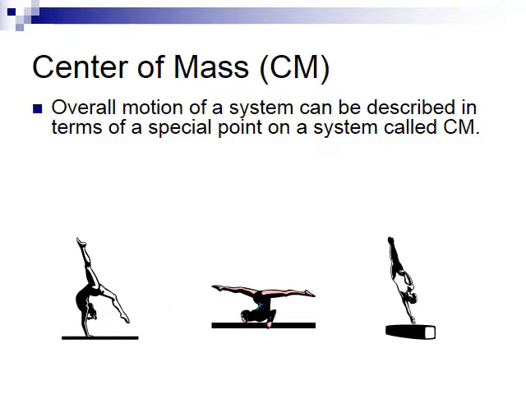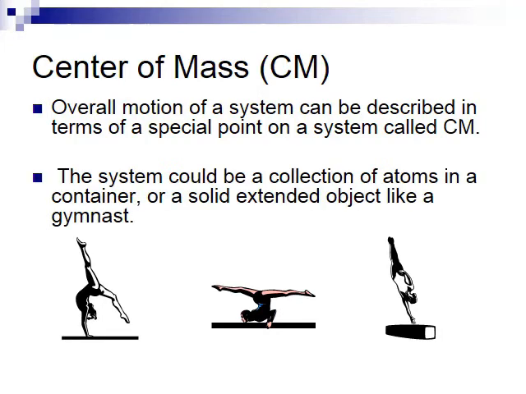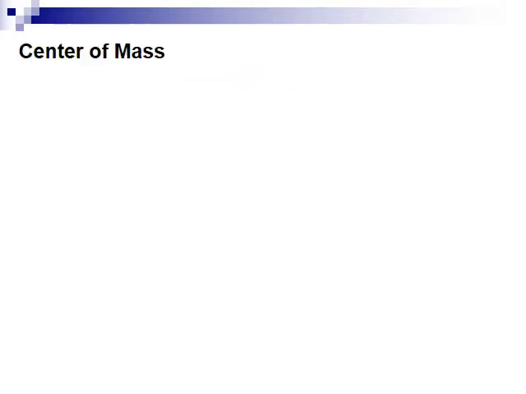Motion of a system can be described in terms of a special point on a system called center of mass. The system could be a collection of atoms in a container or a solid extended object like a gymnast. Up until this point, we worked with small point objects such as a small rock or a ball. It is easier to predict its motion when thrown up in the air.